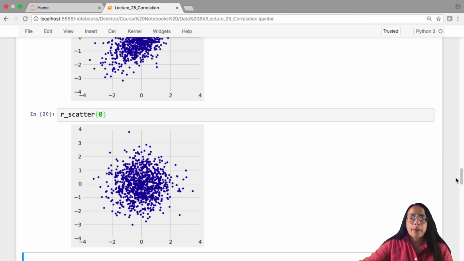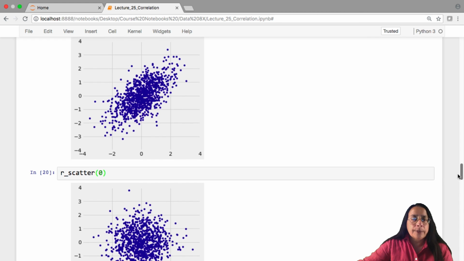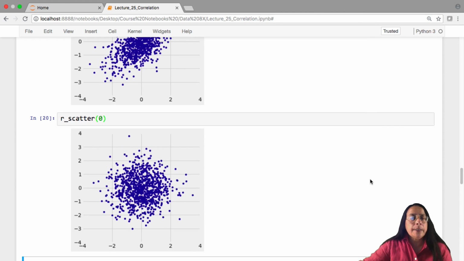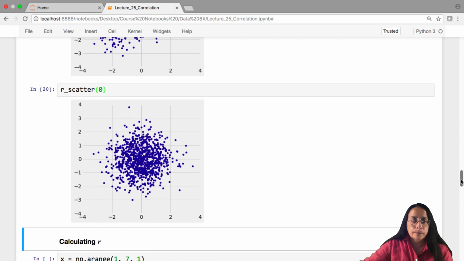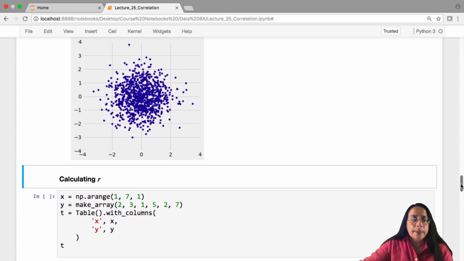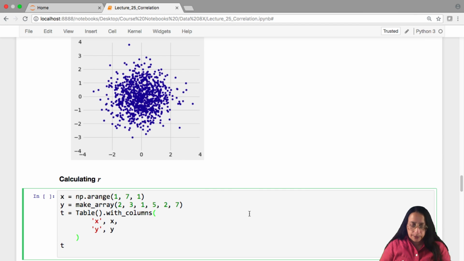All right. So what we're going to do now is try to calculate, given two variables, x and y, so a set of points, we're going to try and calculate r. And we'll do it in the context of an example with just a few points.